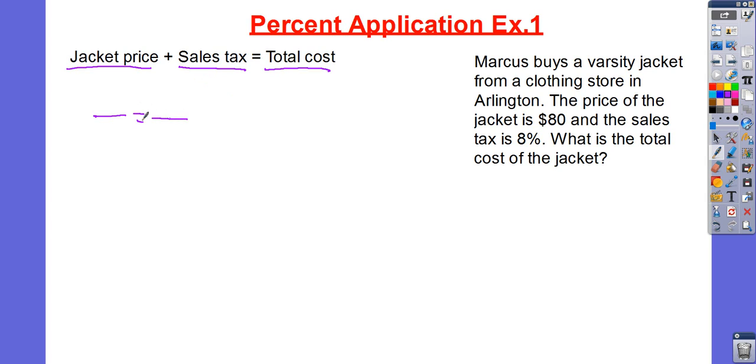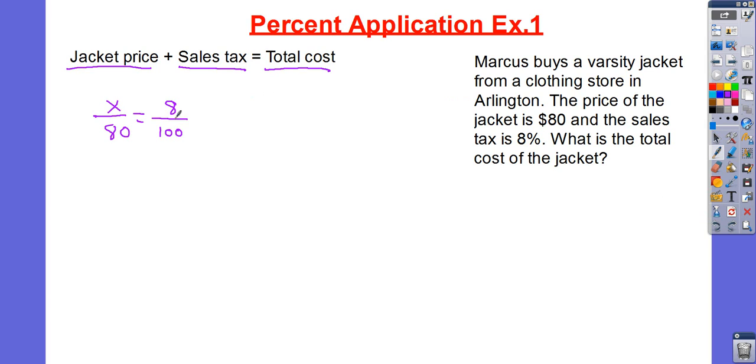So here's my proportion. The price of the jacket is $80, and the sales tax is going to be 8%. So we need to figure out what is 8% of 80. Okay? Now, let's go ahead and simplify. I could simplify this into 2, so divide by 4, and I could simplify this into 25. Okay? But I can't really do anything with this unless I want to do 80 over 25. So let me go ahead and go back.